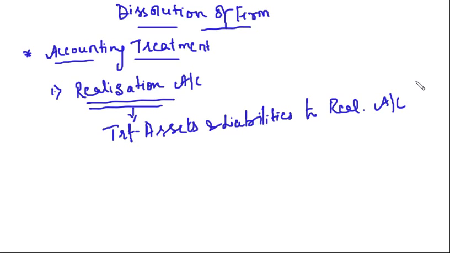Be careful about one thing, friends. When we are preparing the realization account, we are transferring the assets and liabilities. We haven't sold them; we are yet to sell those assets and liabilities. It is just that we have decided we are dissolving the partnership firm, and we will sell the assets and settle the liabilities. For that purpose, we transfer the assets and liabilities to the realization account.